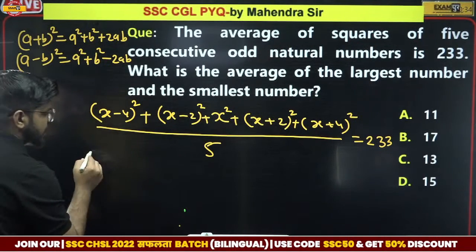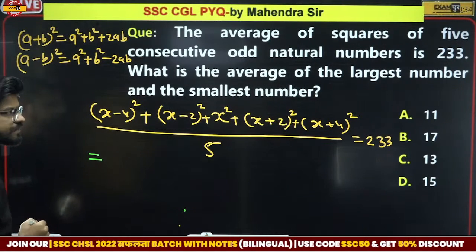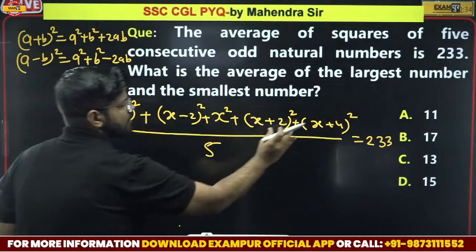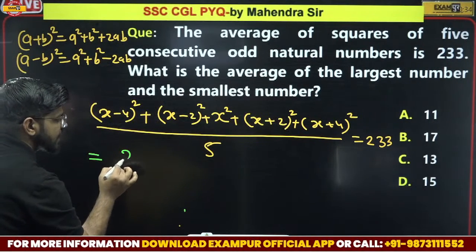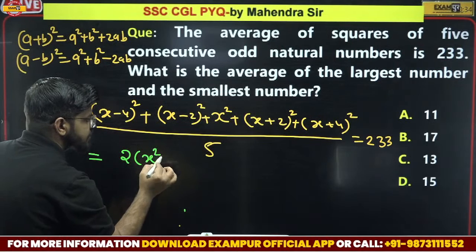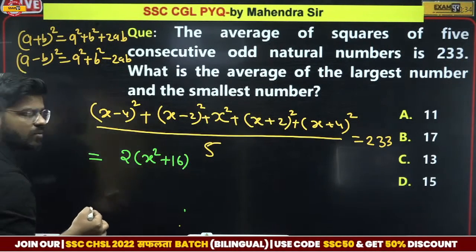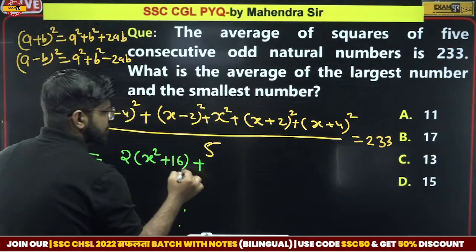Okay, so let's solve the question. So what do we have here? We have a minus b whole square, we have a plus b whole square. So we can write it as 2x square plus 16. Again plus, we have what?